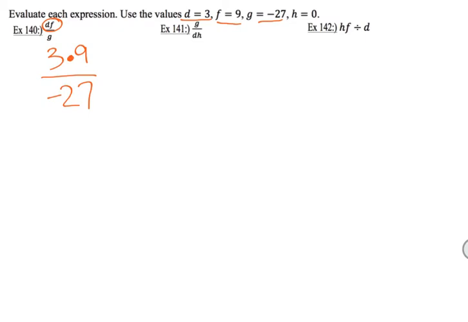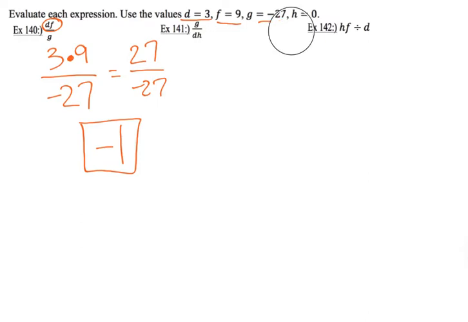Now we need to simplify this down. Let's go ahead and multiply 3 times 9. We get 27 divided by negative 27. Ignore the signs and divide. 27 divided by 27 is 1. Positive divided by negative will make it negative 1. So my answer, negative 1. Next example.